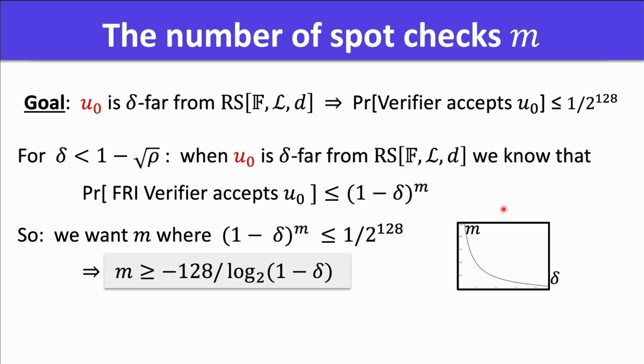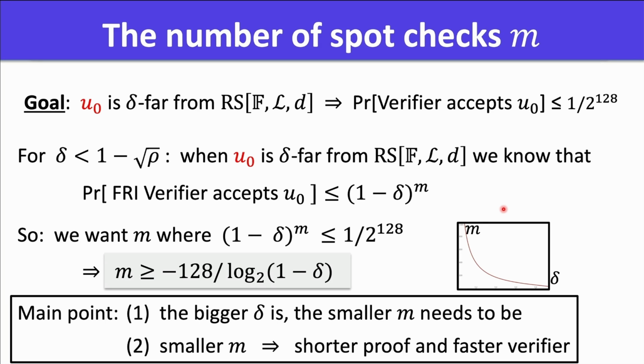Remember, every spot check requires a Merkle proof. So we would need 128 Merkle proofs per round of FRI. But the key point I want to get across is, first of all, the bigger delta is, the smaller m needs to be, and the smaller m is, the fewer spot checks we need to do, which means the fewer Merkle proofs the prover has to provide, and as a result, the shorter the proof becomes, and of course, the faster the verifier. So this is why we want to use the largest delta possible, so that the number of spot checks is as small as possible, so that we end up with short proofs and a fast verifier.